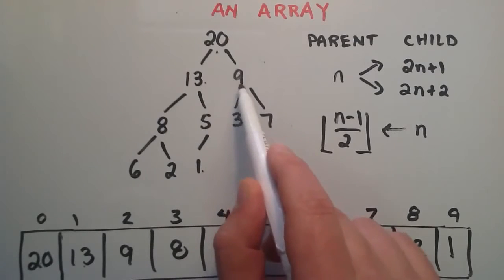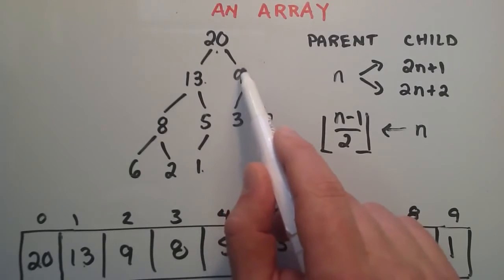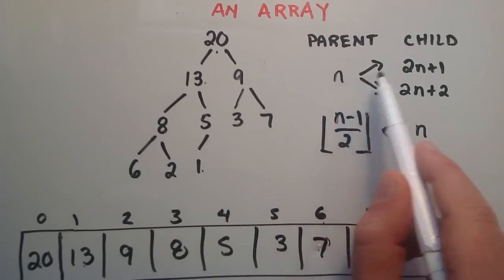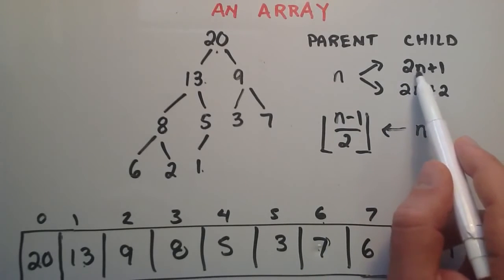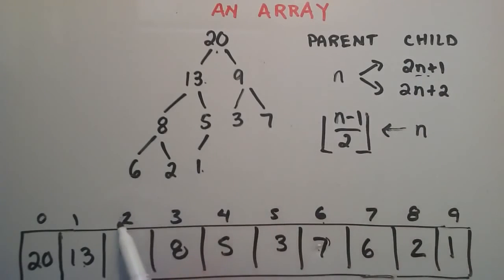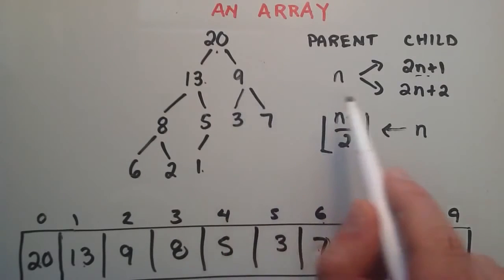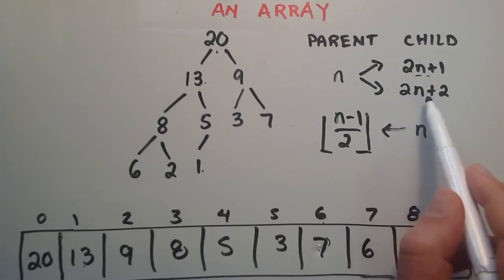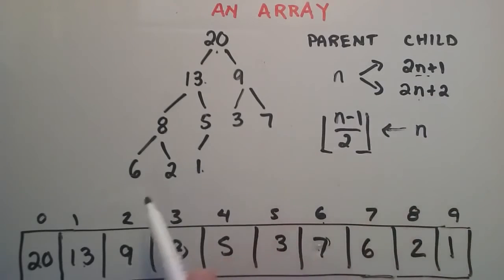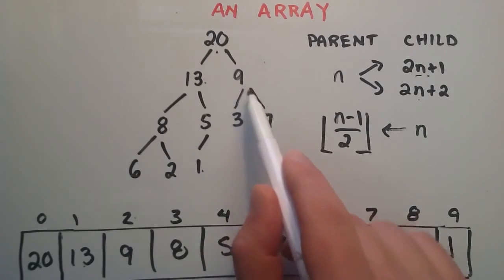If we were to figure out the children of the number 9, 9 is held in index 2, so we use 2 as our n. 2 times 2 is 4, plus 1 is 5. So index 2 has a child in index 5. 9 has a child of 3, and there it is on our tree. For the other child, 2 times 2 is 4, plus 2 is 6. So index 2 has a child in index 6. Index 2 holds 9, index 6 holds 7, so 9 has a child of 7, and we can see that in our tree as well.